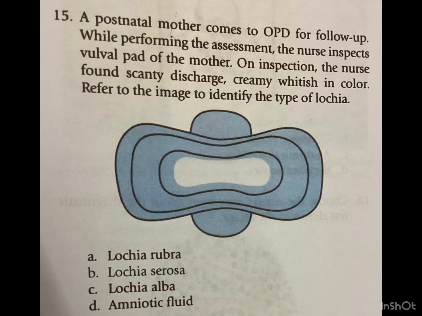A postnatal mother comes to OPD for follow-up. While performing the assessment, the nurse inspects the vulva pad of the mother. On inspection, the nurse found scanty discharge, creamy whitish in color. Refer to the image to identify the type of lochia. A, lochia rubra. B, lochia serosa. C, lochia alba. D, amniotic fluid? Yes, the correct answer is option C, that is lochia alba. Now moving to the next question.